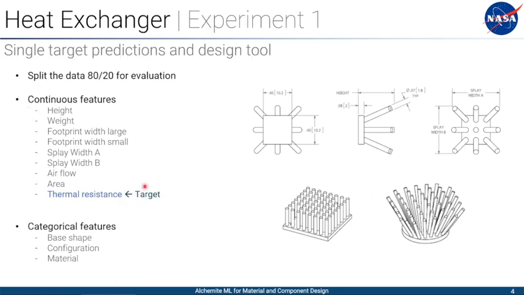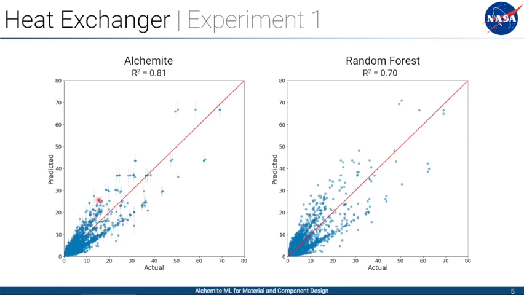So in the first experiment, we were testing the thermal resistance, which we want to minimize. It's how much resistance there is to the heat exchanger putting heat away from whatever component you're trying to get heat away from. So that's what we're trying to target for prediction.